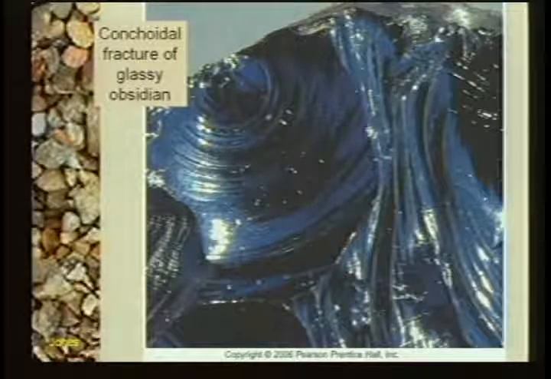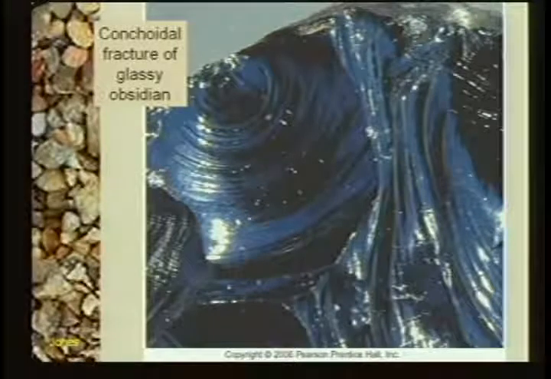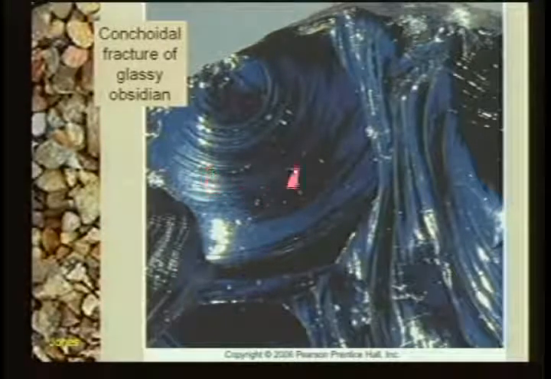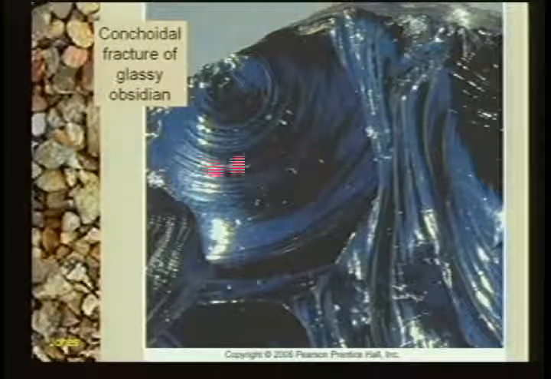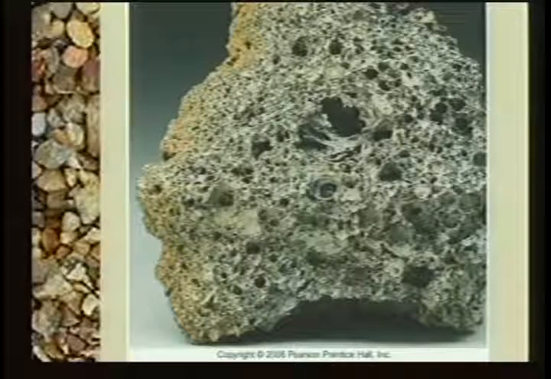This is a picture of a piece of obsidian, and you can see that glassy fracture, the conchoidal fracture, looks like the quartz fracture. Here is a piece of a volcanic extrusive glassy rock. Again, it has no crystals. This would be a scoria.